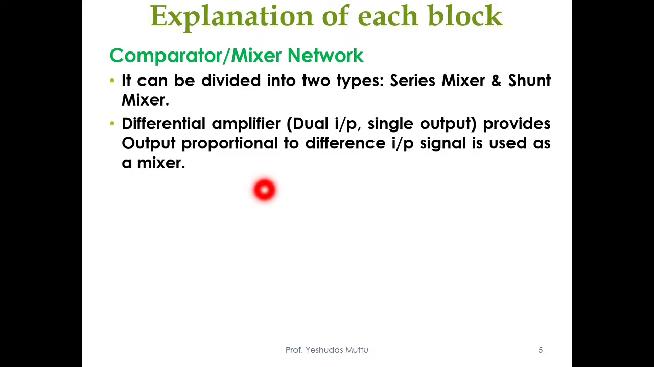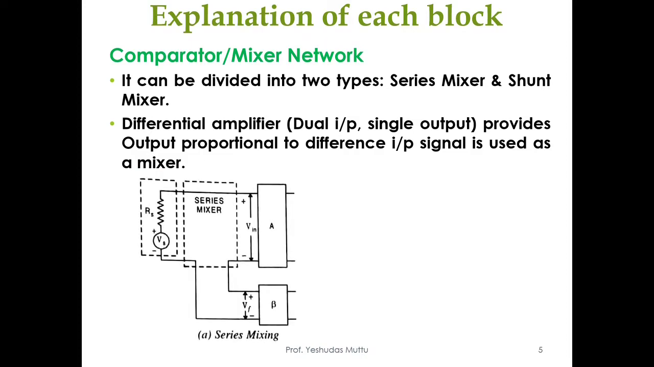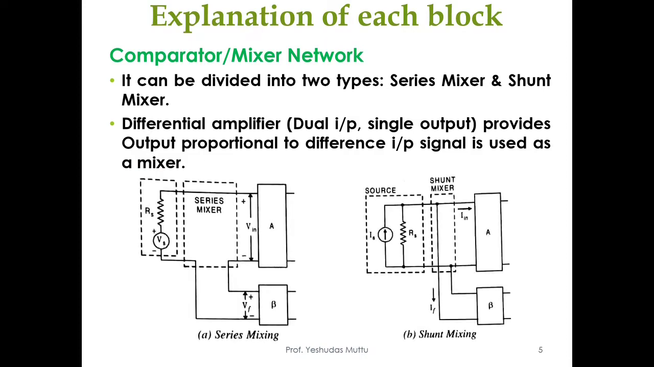And the second input is from the feedback network. It's basically the output of the feedback network which is given. So basically it serves like a dual input. You all have studied in LIC differential amplifiers how it works. It is a dual input, single output, which means that the output is proportional to the difference between the two inputs. That concept is being used, which serves as a mixer. Just have a look at this over here.